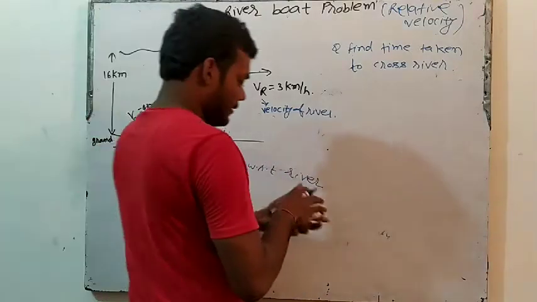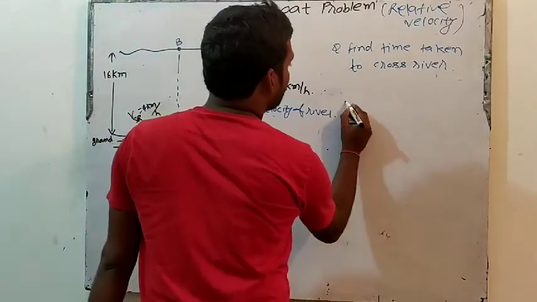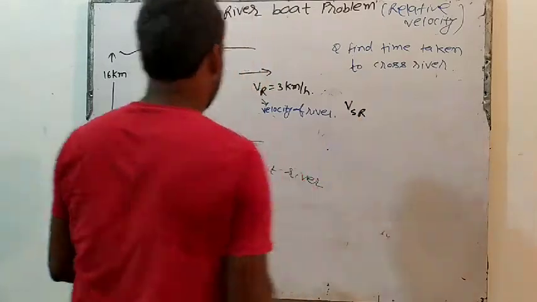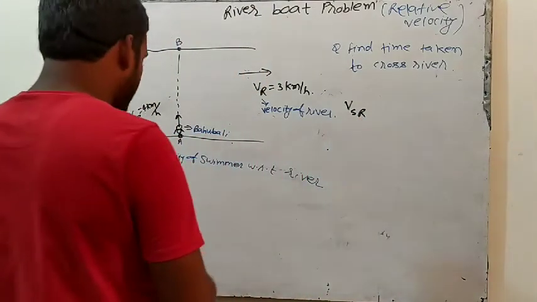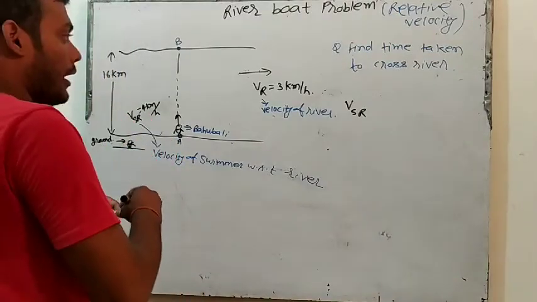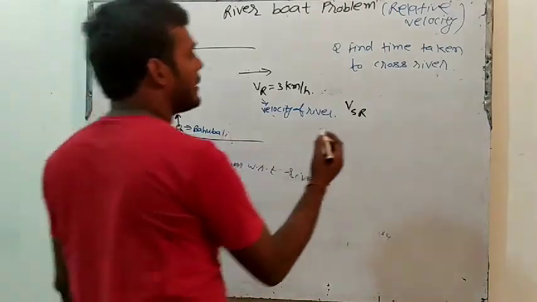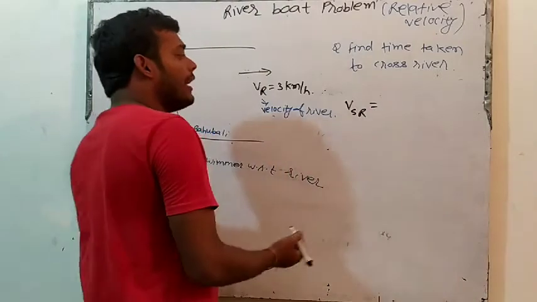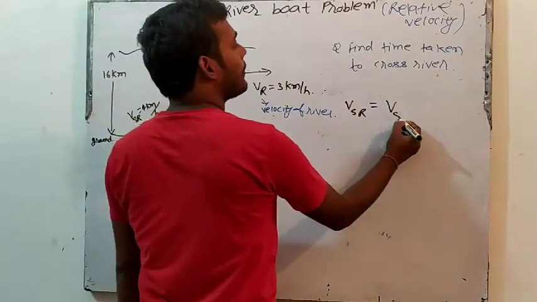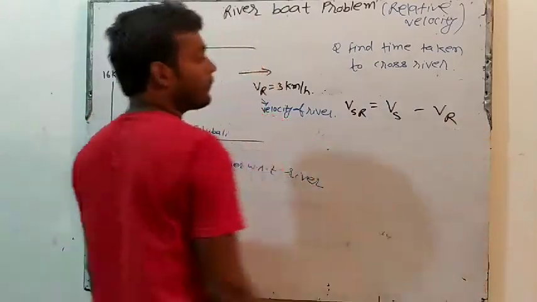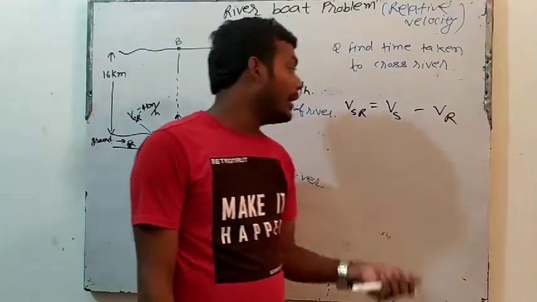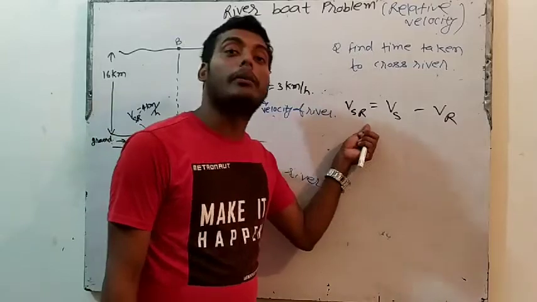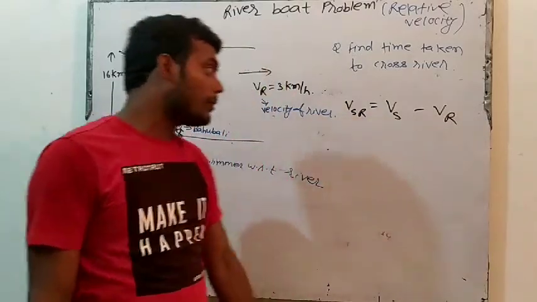See the solution. They have given us the velocity of swimmer with respect to river, which is 4 km per hour. If I use the concept of relative velocity, we can say this is velocity of swimmer minus velocity of river. Velocity of A with respect to B is equal to VA minus VB. Like that, velocity of swimmer with respect to river is velocity of swimmer minus velocity of river.